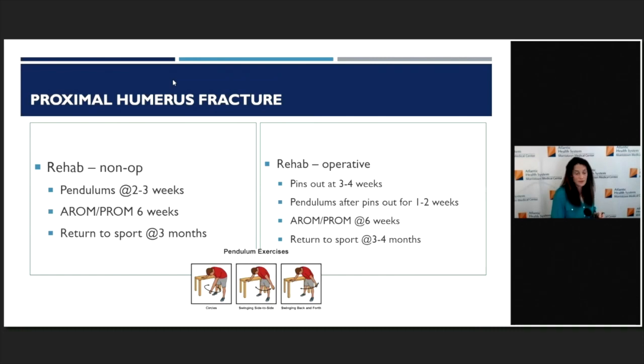We talked about these things healing fast. They do. They heal really fast. So even if we do put pins and everything like that, the pins come out at 4 weeks or so. They start moving the shoulder around, and they're really back to doing all the things that they want to do by about 3 months or so, 3 or 4 months.